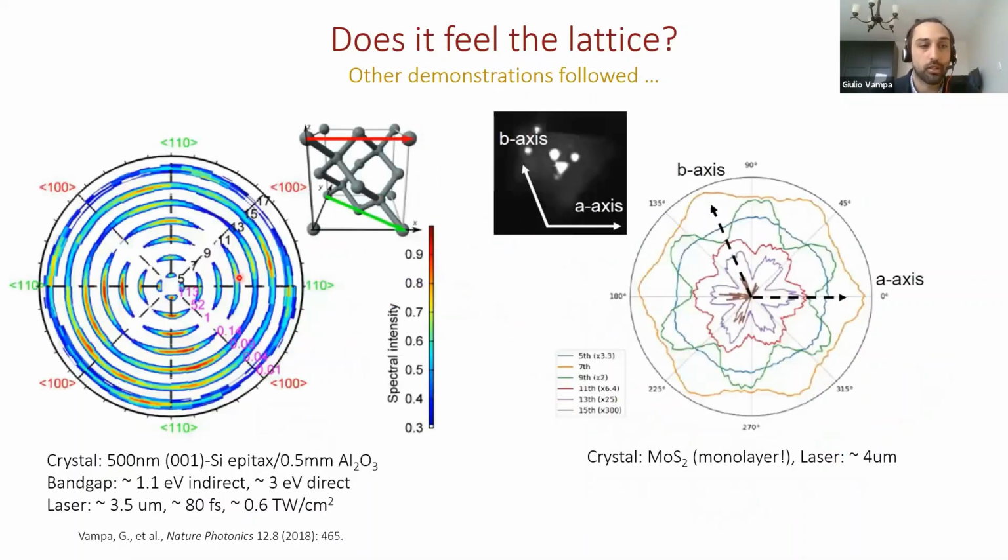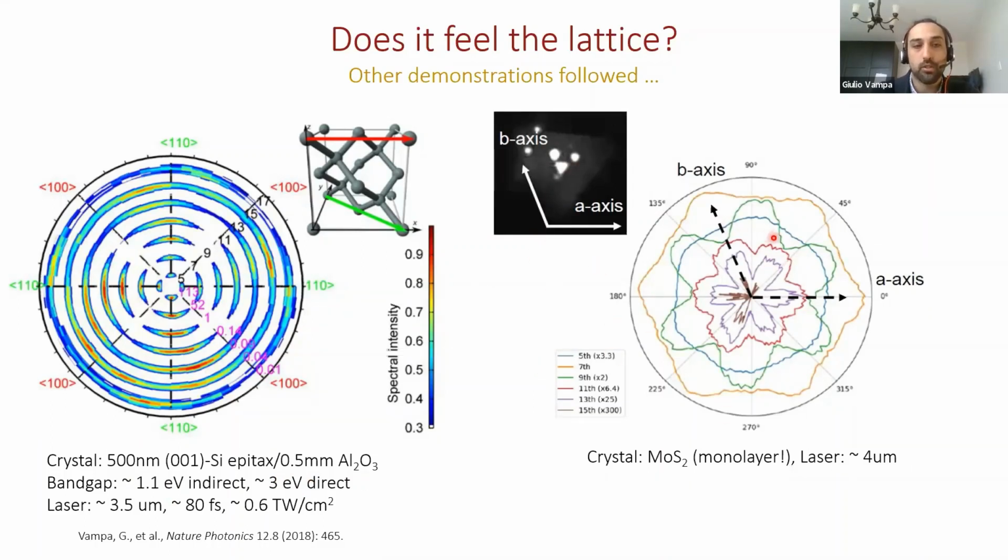More demonstrations. This was my own work in silicon, which has the diamond structure, and you can see as you rotate, maybe this isn't too clear, but nonetheless, there is again a sensitivity to the crystal orientation. This is fourfold. Now, silicon was pumped by a 3.5 micron laser, and although it is an indirect bandgap material, as many of you probably know, the indirect bandgap is about 1.1 eV, but the direct bandgap is actually 3 eV, and that's what we make use of in high field science.